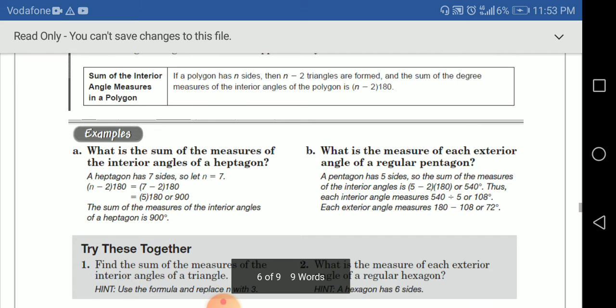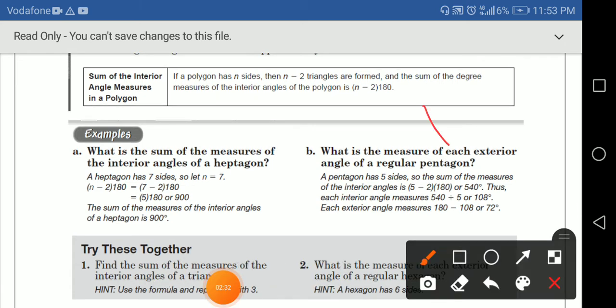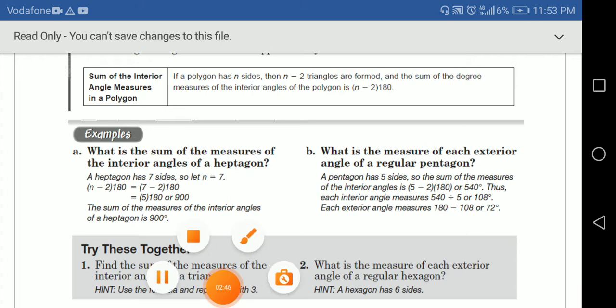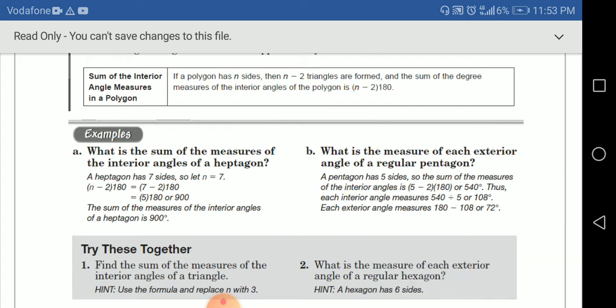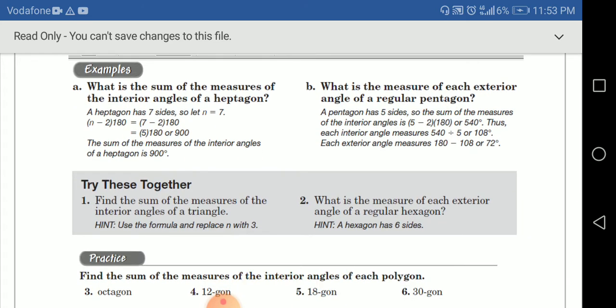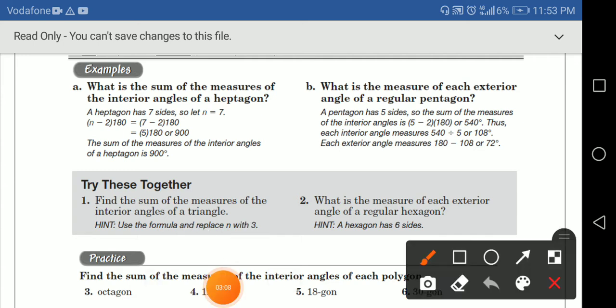Remember that we have something called the sum of interior angle measures in a polygon, and this is important. If a polygon has n sides, it means I have n as the number of sides. Then n minus 2 triangles are formed, and the sum of the degree measures of the interior angles of the polygon is n minus 2, all multiplied by 180. So this is the rule? Yes, it is. Let's see together. You'll find this is very easy now.